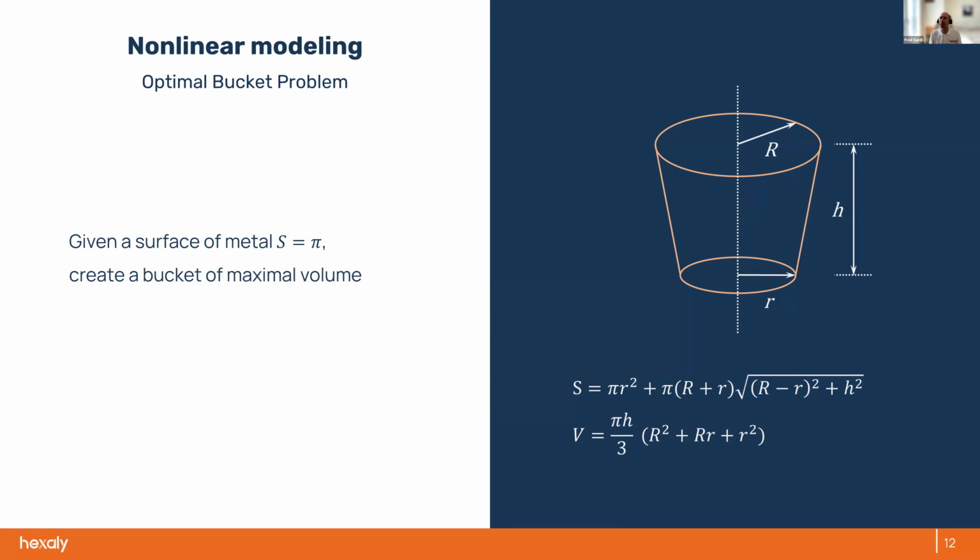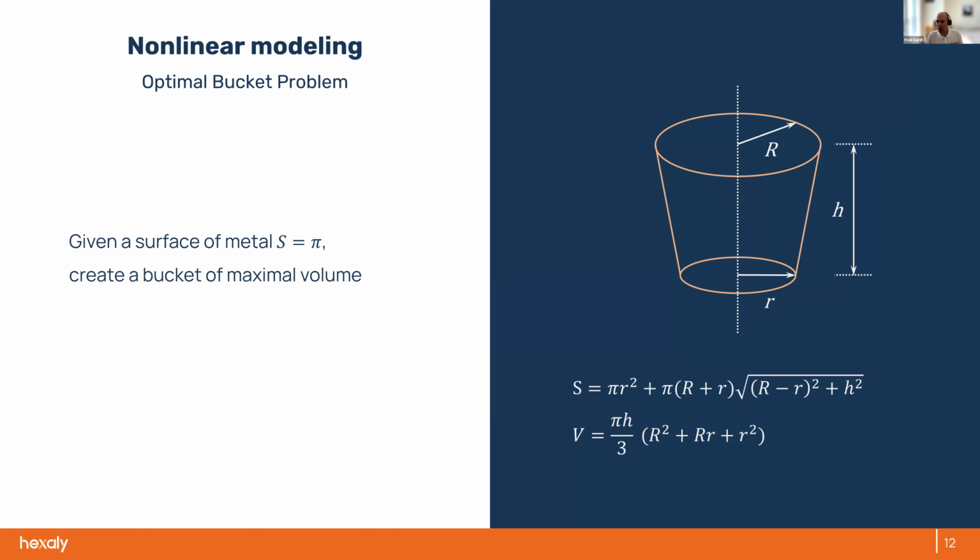So we want to build a bucket. Here we have a surface of metal, but we will transform a 2D surface. It's a disk. We can say, okay, we have a disk of metal. We transform it into a volume, a 3D bucket, and given the surface we have, we want to maximize the volume of the bucket. It's an exercise in mathematics I found in a book.